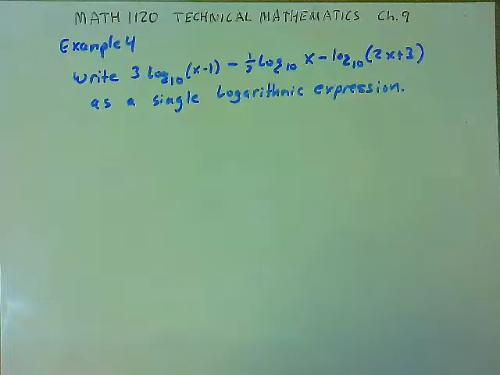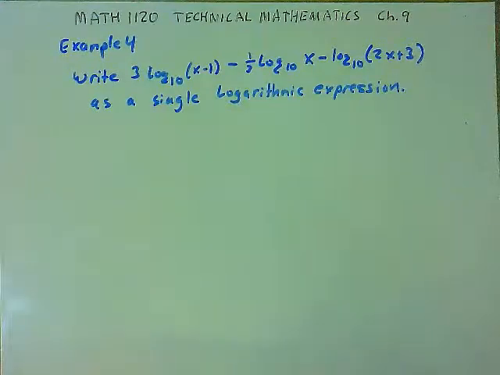This is example 4. It says write 3 log base 10 of x minus 1 minus 1/3 log base 10 of x minus log base 10 of 2x plus 3 as a single logarithmic expression. And so again, they want me to do the same thing. They want me to write this as a single log of some argument.